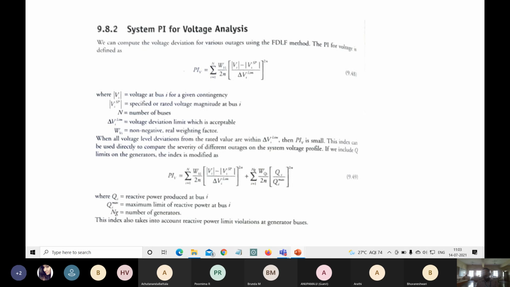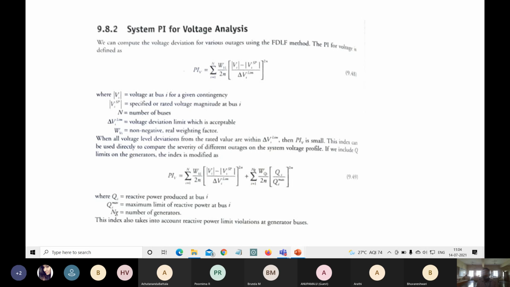Severity of the different outages. So different outages will be there, and severity is most affected. In the voltage profile check of the system, when we check specified values and present values, whichever present values are far away from the specified values, we can say that it is the most severely outaged condition. So based upon that we need to give the rank.